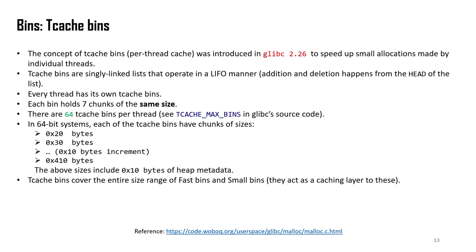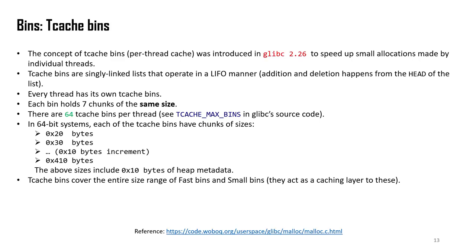TCache bins are singly linked lists that operate in a LIFO manner. LIFO means last in, first out, which is exactly like the stack works, for example. Meaning that addition and deletion happens from the head of the list. Every thread has its own set of TCache bins, and each bin holds a maximum of 7 chunks of the same size. And there are 64 TCache bins per thread.